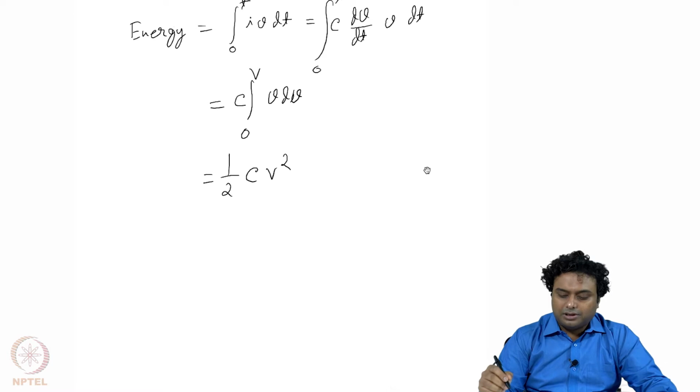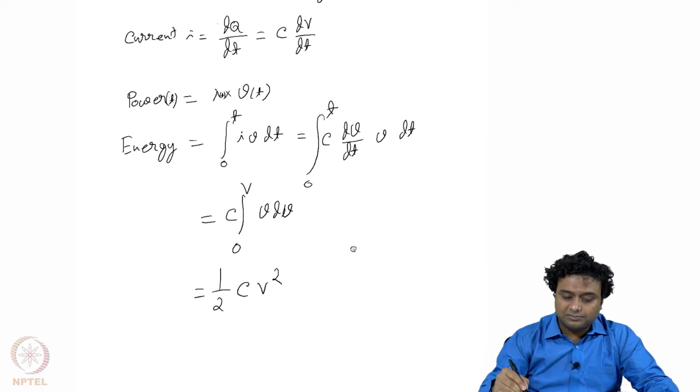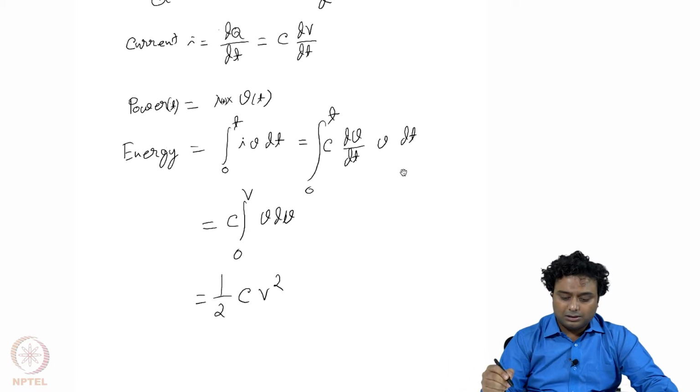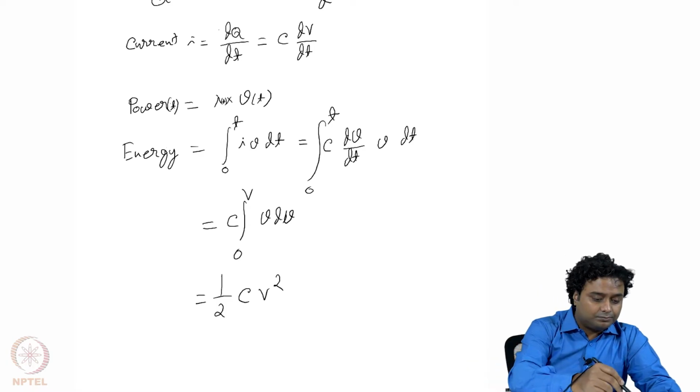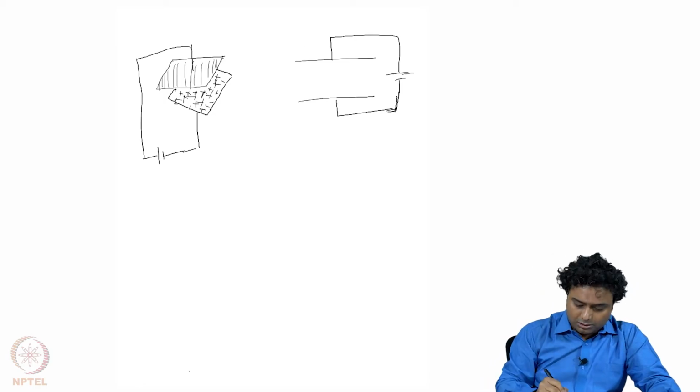Hi, so in this lecture we will go a little deeper in electrostatics. In the last lecture we have seen that for a parallel plate capacitor the energy stored was half CV square, right. Now we go to a little more description on this, right.